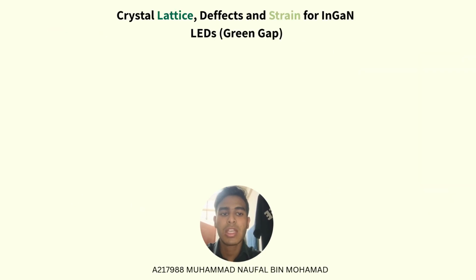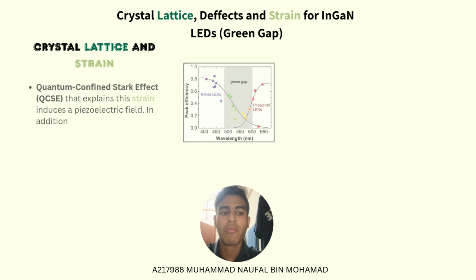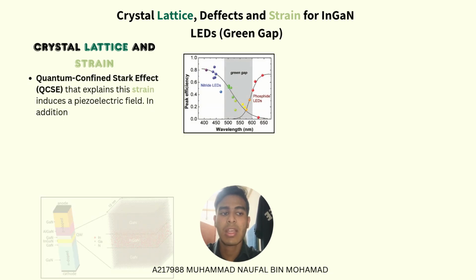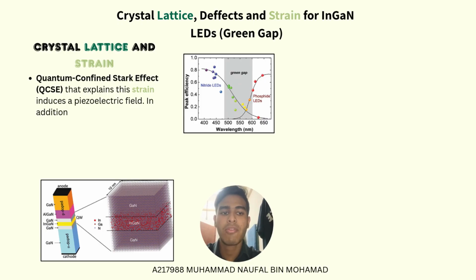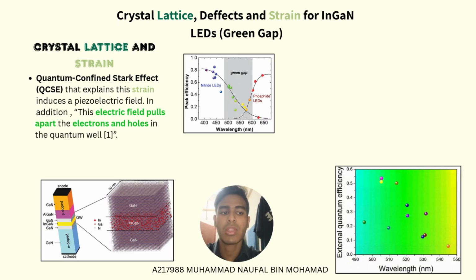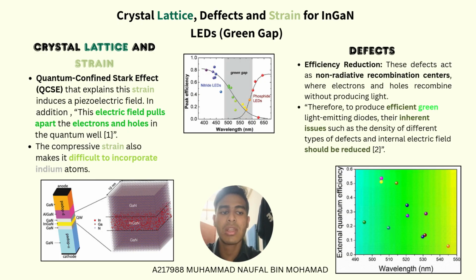The second point is the mechanism: QCSE and defects. This strain induces the quantum confined Stark effect, QCSE. Essentially, a piezoelectric field pulls electrons and holes apart within the quantum well, making it harder for them to recombine and emit light. Simultaneously, the strain creates defects, non-radiative recombination centers where energy is lost as heat rather than light. In conclusion, to solve the mystery and produce efficient green LEDs, we must find ways to reduce these internal electric fields and minimize defect density. Thank you.